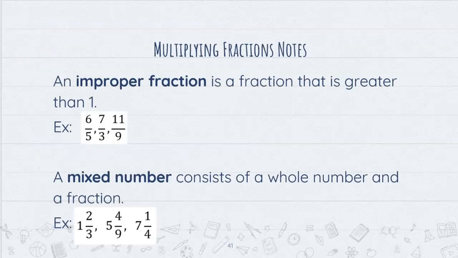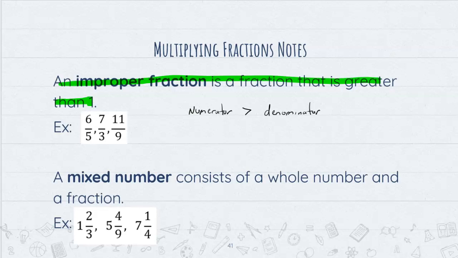So I'd like you to copy this down. An improper fraction is a fraction that is greater than 1. So notice my examples, 6 over 5, 7 over 3, 11 over 9. What do they all have in common? Well, they all have that their numerator, that top number, is larger than their denominator. So that's what makes it an improper fraction. And again, as long as your numerator is larger than your denominator, doesn't matter by how many, you have an improper fraction.